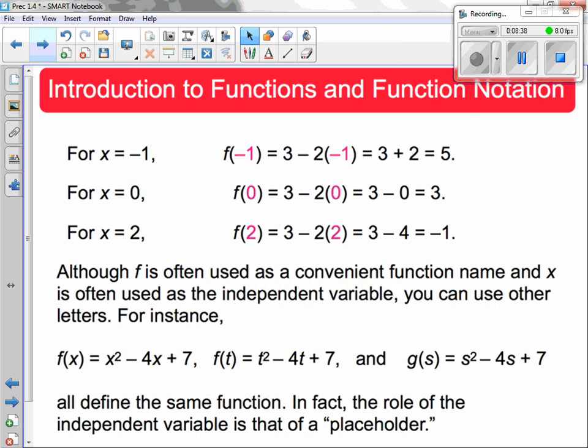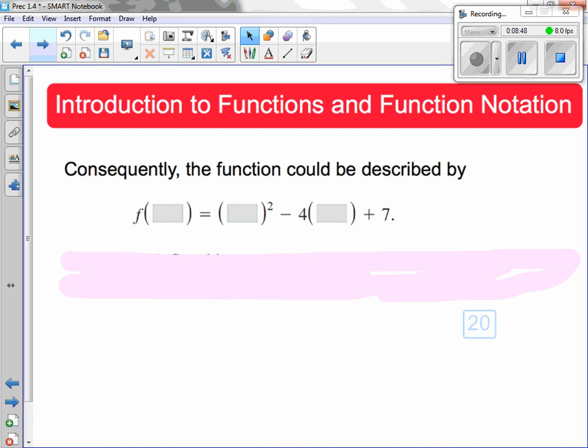For convenience, we can have independent values. You can use other letters instead of x, so we can use f of x, f of t, g of s. It's the same thing when we plug in values. Consequently, the function could be described as this here. I can just put a box. It's the same thing. It doesn't really change anything.